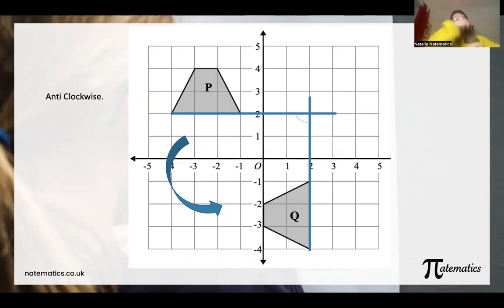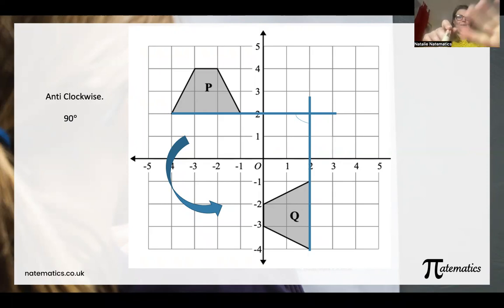So always remember, if it's going that way, it's the opposite way to your clock. So if you can visualize your clock, 12, 1, 2, 3, that goes from left to right. This is going from right to left. So it's anti-clockwise.